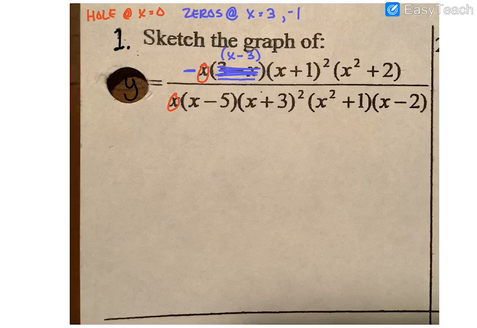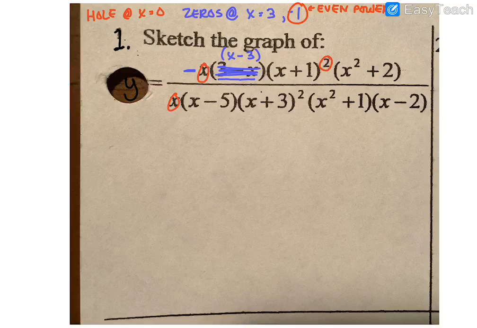Now, one other thing we do need to point out: notice when we found that last zero of negative 1, it had a power of 2. That is important with a zero, because when a zero has an even power, remember that at that zero we will just touch instead of crossing. So I'm just writing out here that we have an even power on the negative 1.